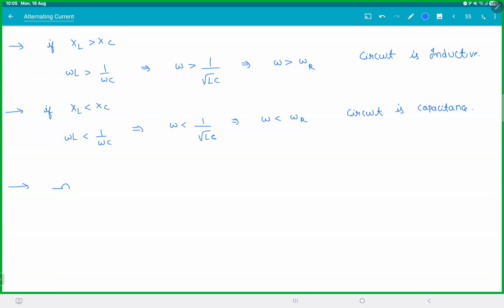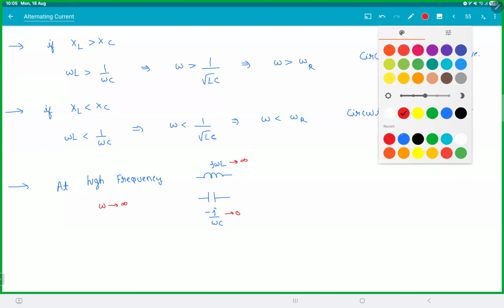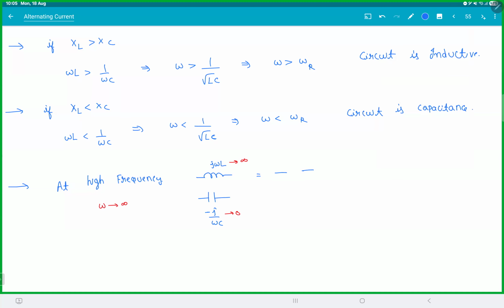Not only that, if you have high frequencies, if you remember, an inductor is j omega L, a capacitor is minus j by omega C. So if omega tends to infinity, this value tends to infinity and this value tends to 0. An inductor will become like an open circuit. A capacitor becomes a wire. That means an inductor will oppose high frequencies. A capacitor will allow the high frequencies to pass through.